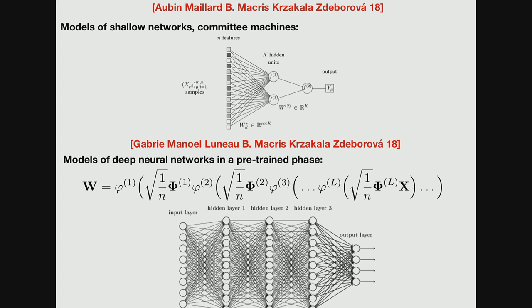Another type of model are these deep neural networks, but in a pre-trained phase. What does it mean? It means that you have here the weight matrices, this phi1, phi2, etc., which represent the weights in this neural network. We can study the mutual information in this type of models, which means, for example, the mutual information between the input, so the visible units, if you want, and the output, or between any two layers. But in the case where these matrices are random, so they are not correlated, you didn't train the neural network yet. Okay.